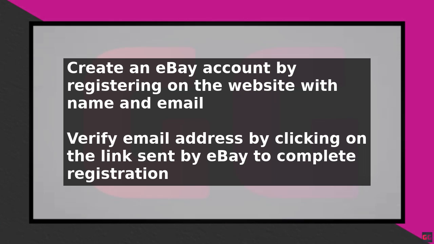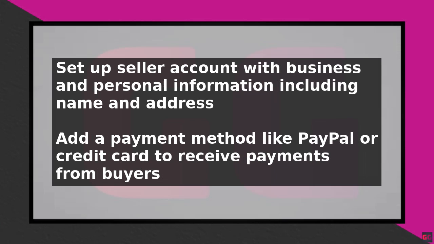Verify your email address by clicking on the link sent by eBay. Next, set up your seller account by providing your business and personal information. You will need to provide your name, address, and phone number.